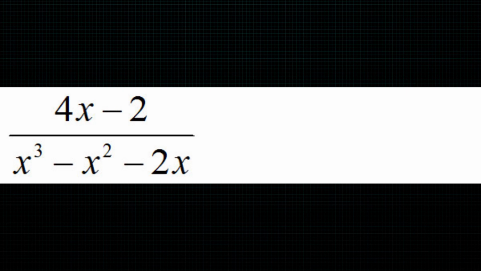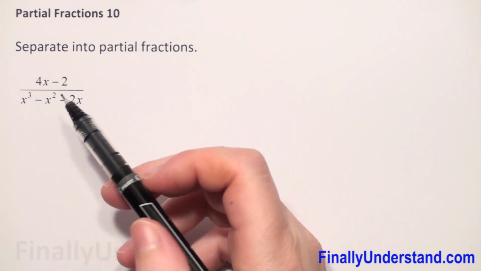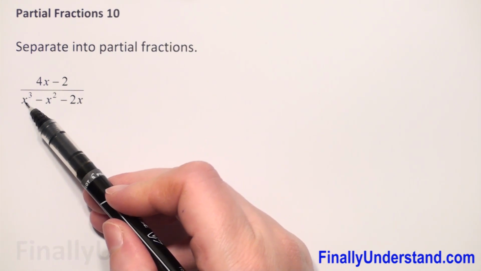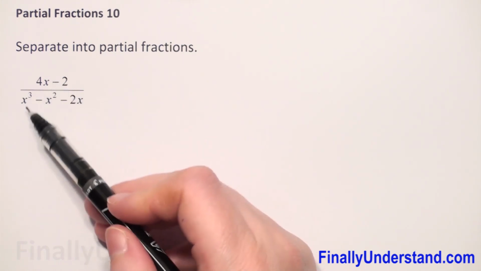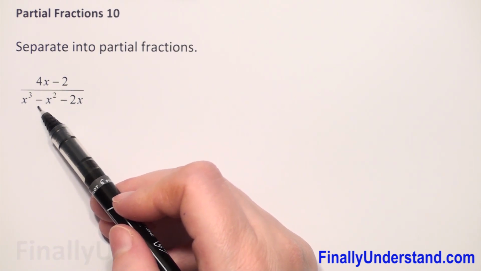We have a given rational fraction and we have to rewrite this fraction as a sum of partial fractions. How do we do this? First we have to check the power of the numerator and denominator. In this example we have x to the first power in the numerator and x cubed in the denominator, so everything is okay. The power of the numerator is less than the power of the denominator.